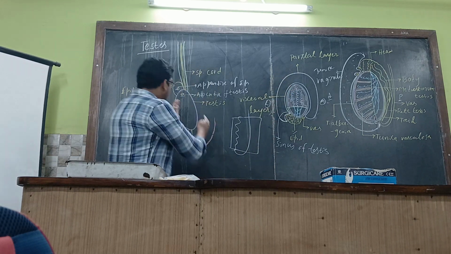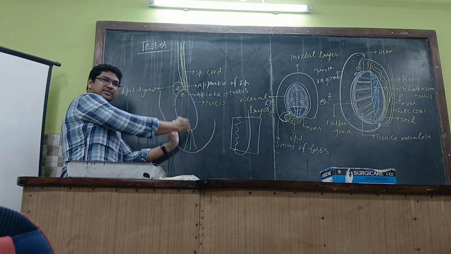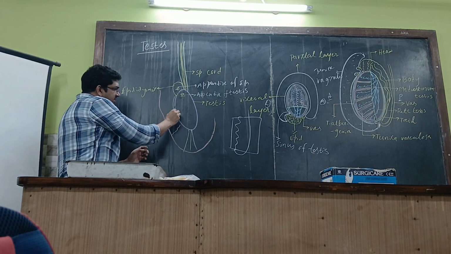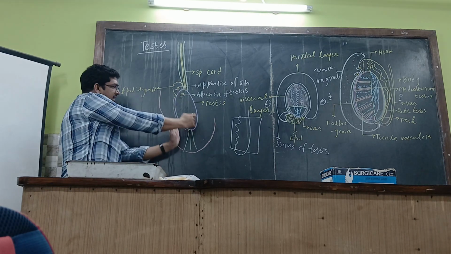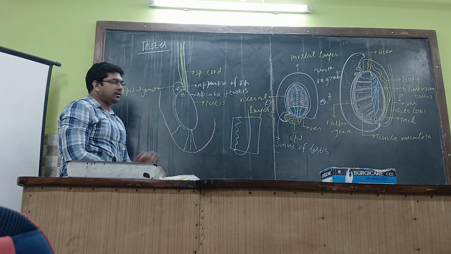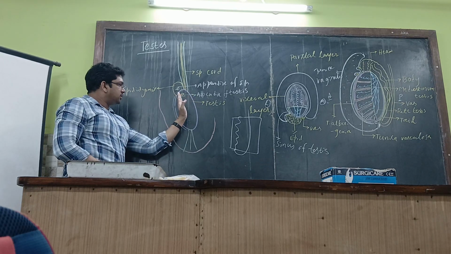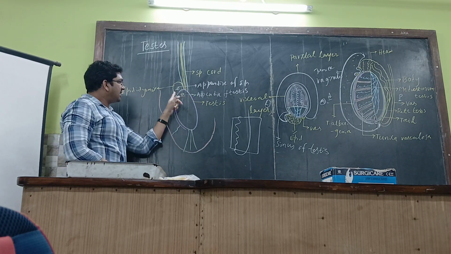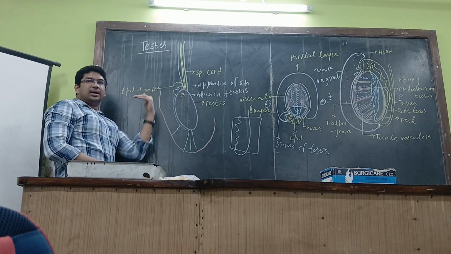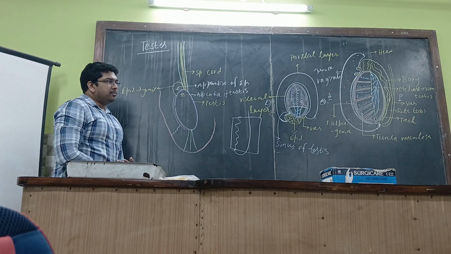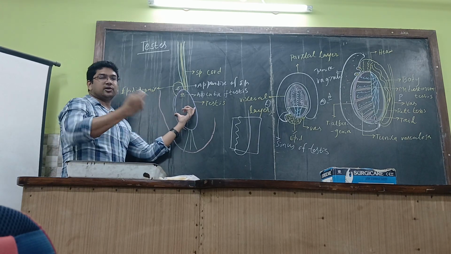The inclination of the testis will be in this manner. So you get the sinus of the testis over here, and the inclination will be in this manner. Getting it or not? Obliquely directed downwards and laterally. And the sinus of the testis must be towards the lateral aspect. So this makes you identify the right or left testis.